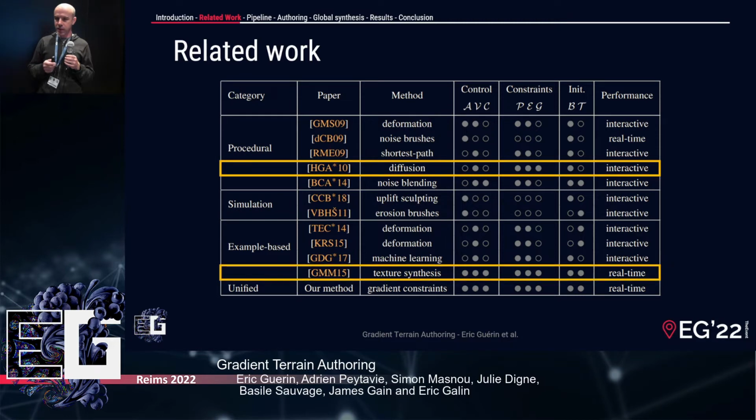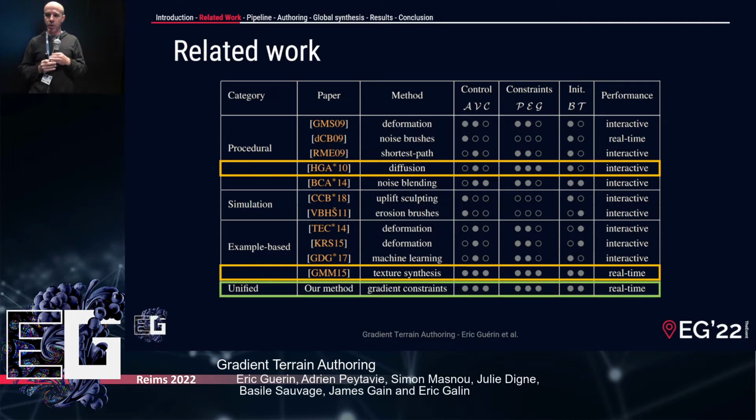Another texture synthesis approach proposed by Guerin and colleagues in 2015 has very similar use cases. It allows the user to place constraints that direct the texture synthesis algorithm. In comparison, our work provides a unified terrain representation. It is compatible with pre-computed topography and does not depend on exemplars like texture synthesis methods.